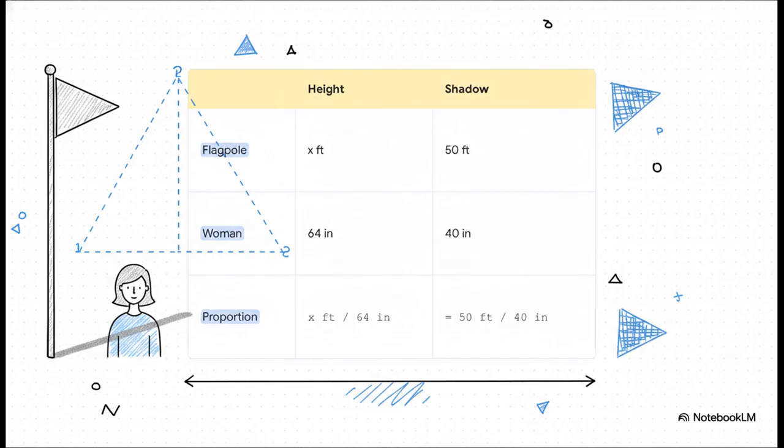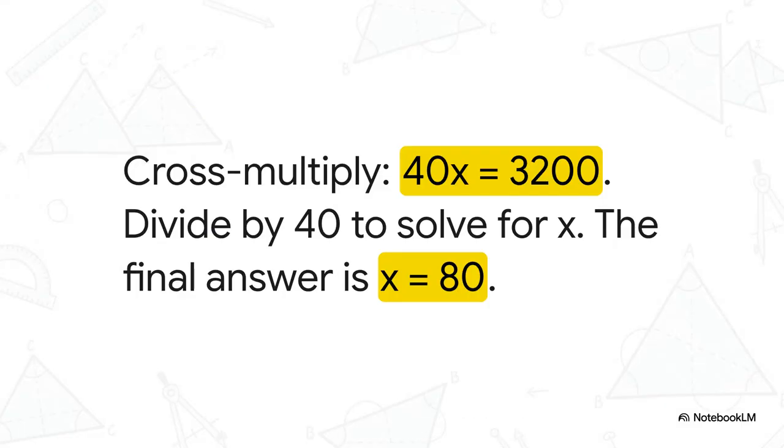And this is where the magic happens. Because we know those triangles are similar, it means the ratio between their sides has to be identical. So we can set up what's called a proportion. The flagpole's unknown height, let's call it x, divided by the woman's height has to equal the flagpole's shadow divided by the woman's shadow. This table lays it all out nice and clean.